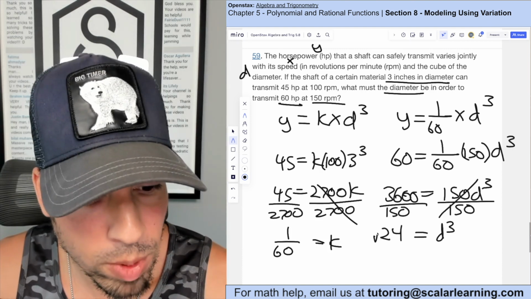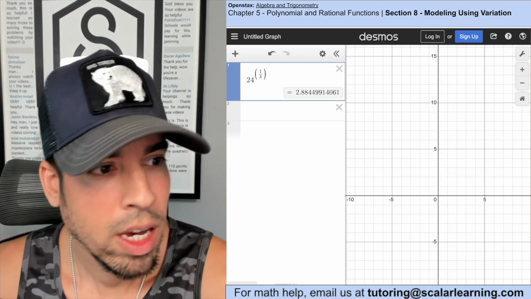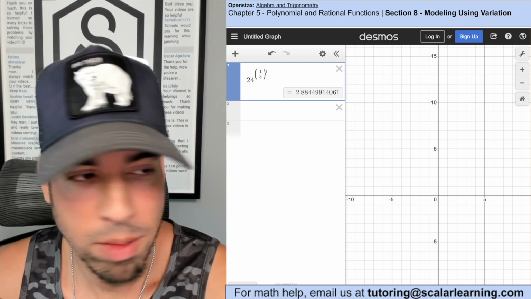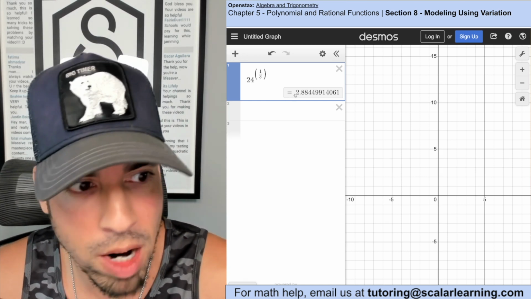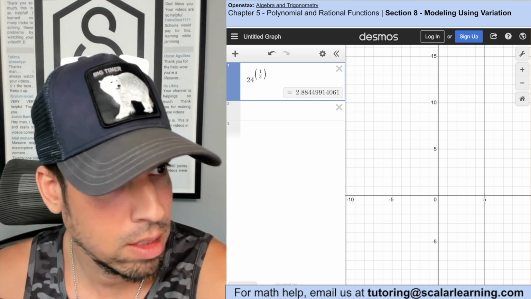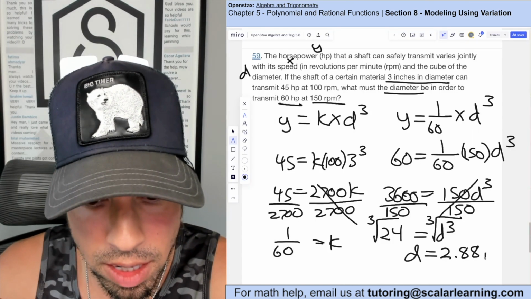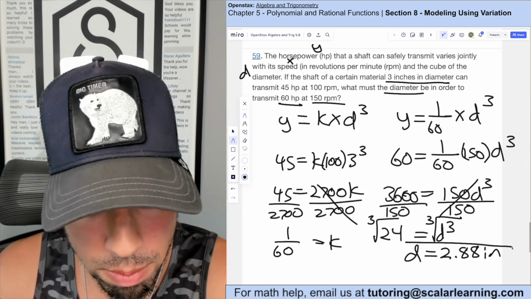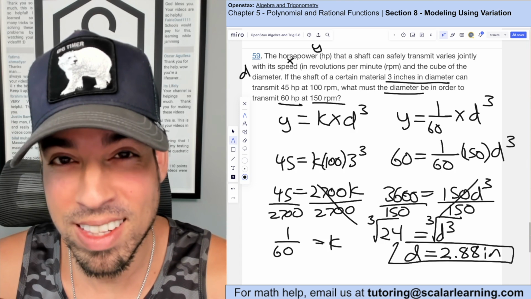And then to solve for this, we got to take the cubic root of both sides. So we're going to do that in Desmos. And you can represent a cubic root by raising something to the 1/3 power as well. So that's what I did here. 24 to the 1/3 power is 2.88. So the diameter will be approximately 2.88 inches is the unit. Boom. Done.